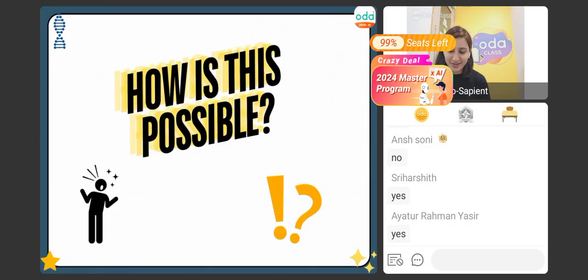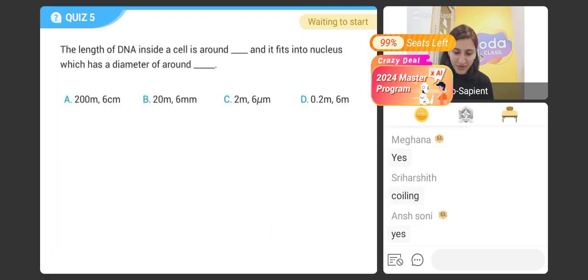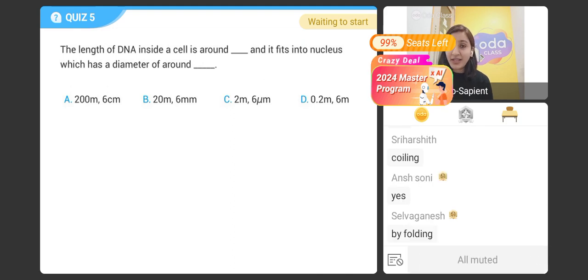You want to solve a question? Okay, fine. After that, I will tell you how. So, the length of DNA inside the cell is around dash meters, and it fits into the nucleus, which has a diameter of dash.